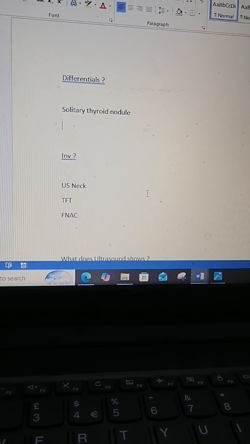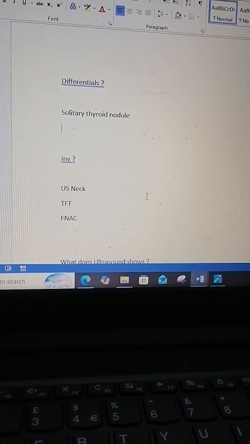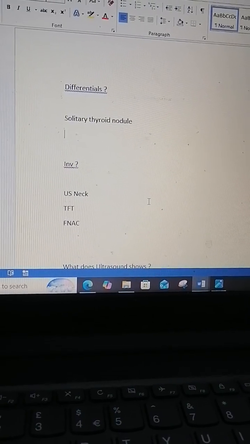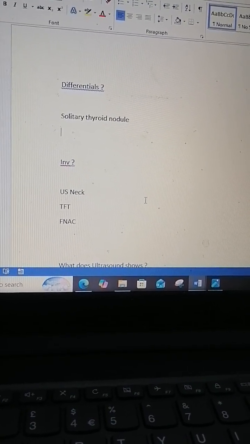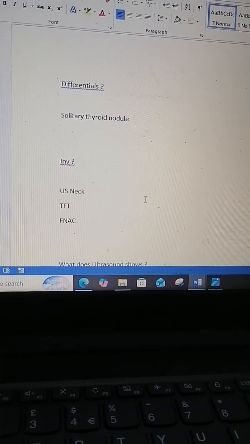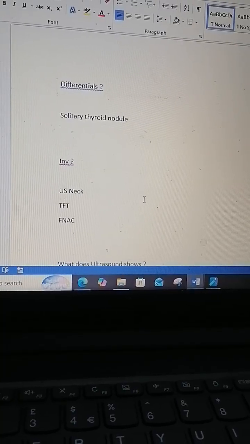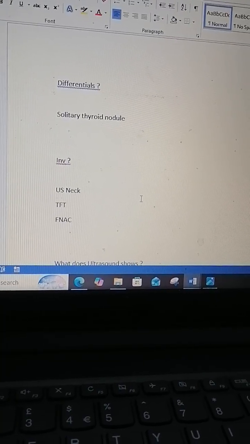Hi everyone. Today we will discuss the Viva questions of solitary thyroid nodule. So when a patient comes to you with a thyroid swelling, and on palpation you palpate a single nodule.